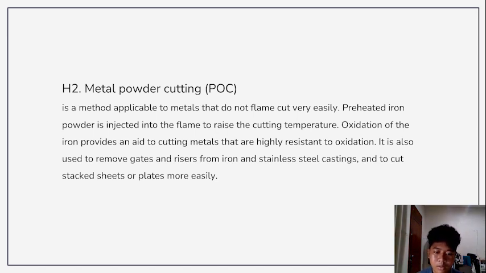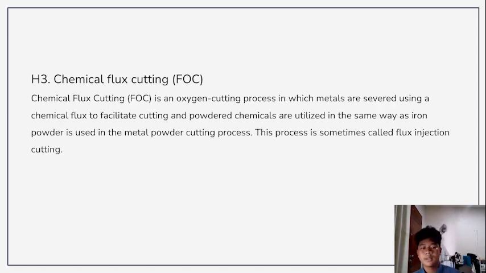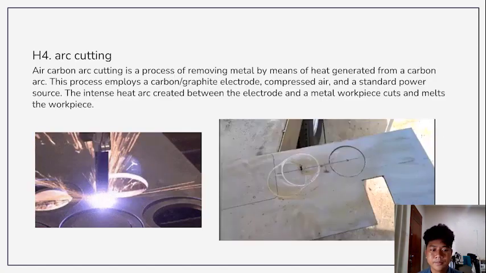Next one is chemical flux cutting. It's an oxygen cutting process in which metals are severed using a chemical flux to facilitate cutting, and powdered chemicals are utilized in the same way as iron powder is used in the metal powder cutting process. This process is sometimes called flux injection cutting.